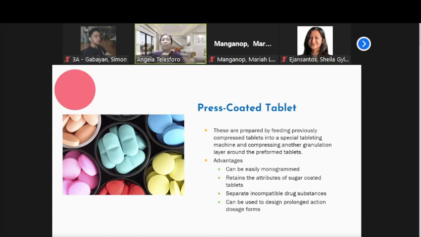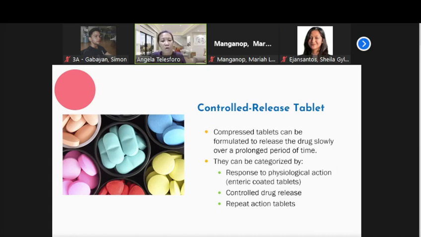So sa press-coated, kasi coated siya, but if we dissolve the coating, so inside of it, pwede na different layers, no? And inside of it, pwede natin makita ang monogram para to really be sure kung ano ba siya, fake or not. Controlled release, so sabi ko kanina, this is a tablet wherein the drug is slowly released over a prolonged period of time.